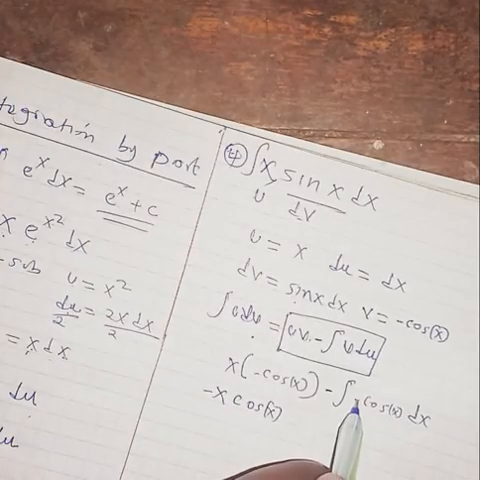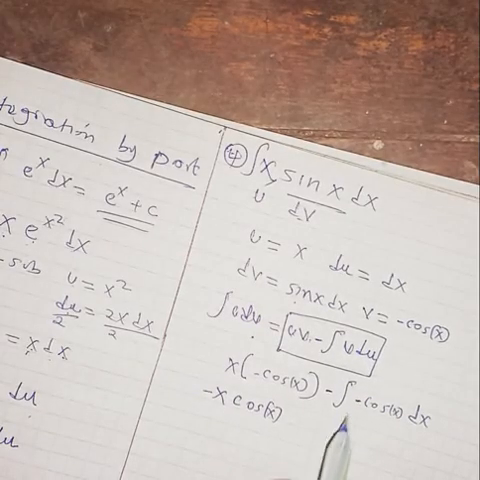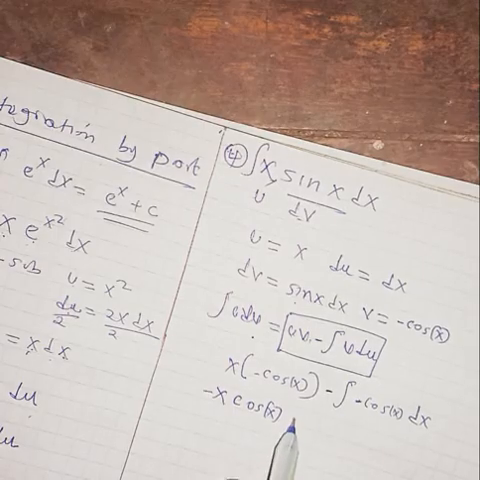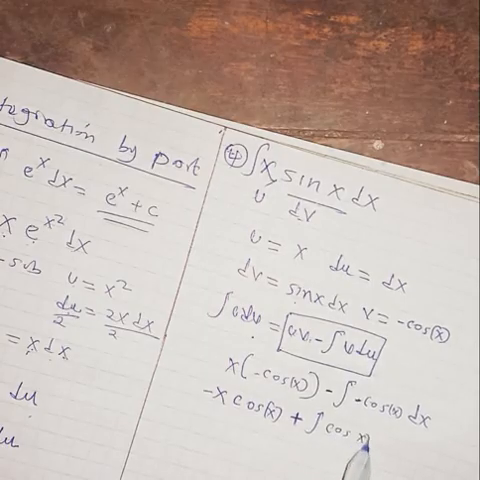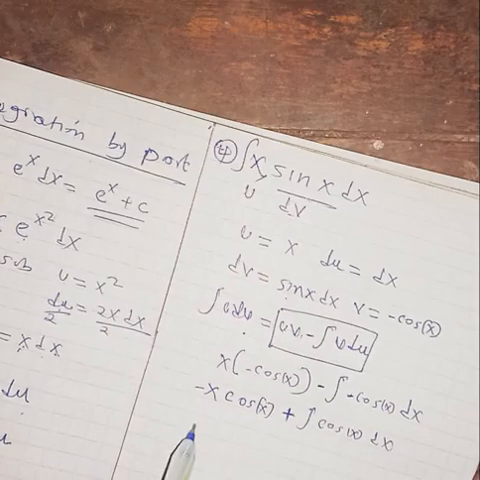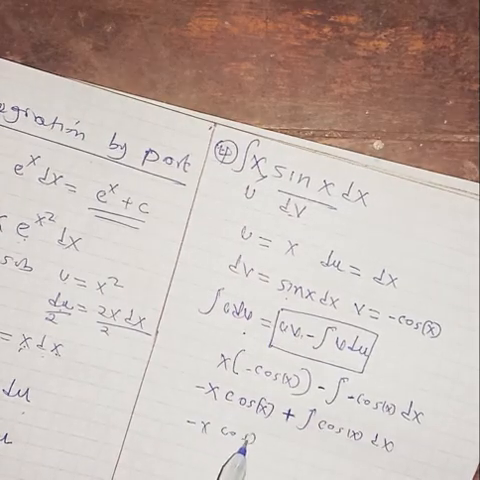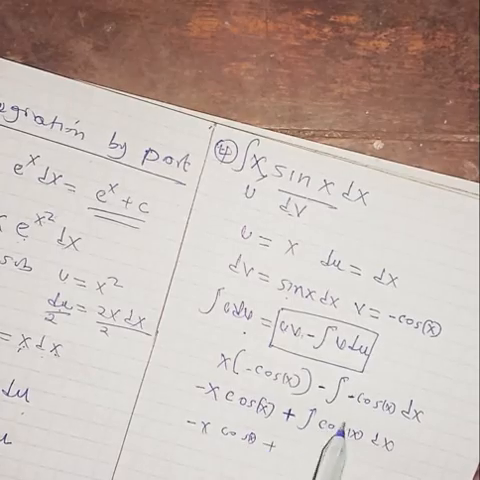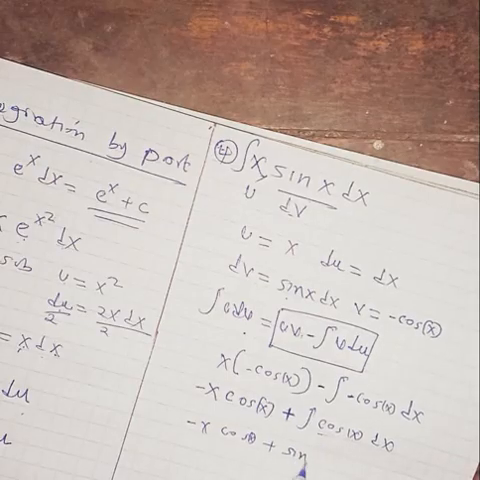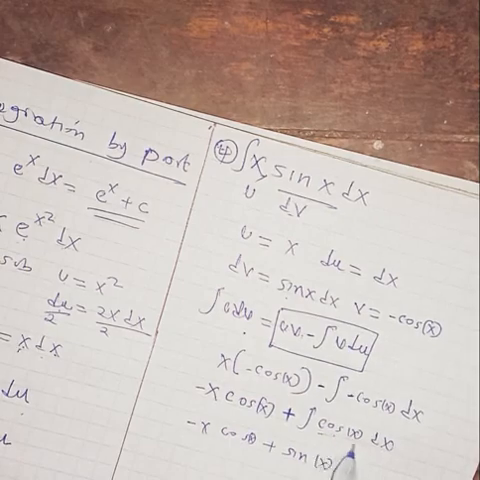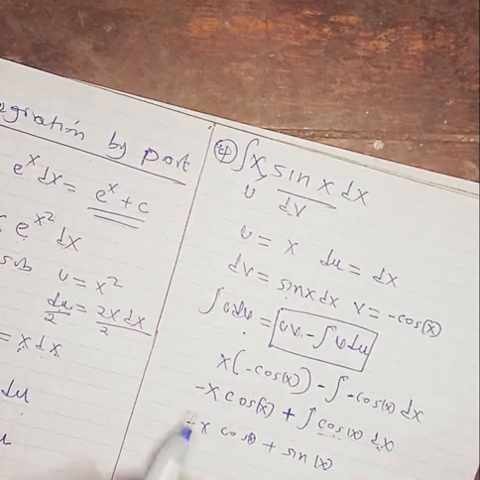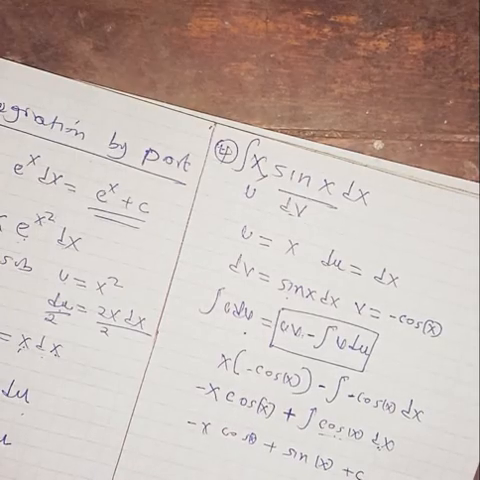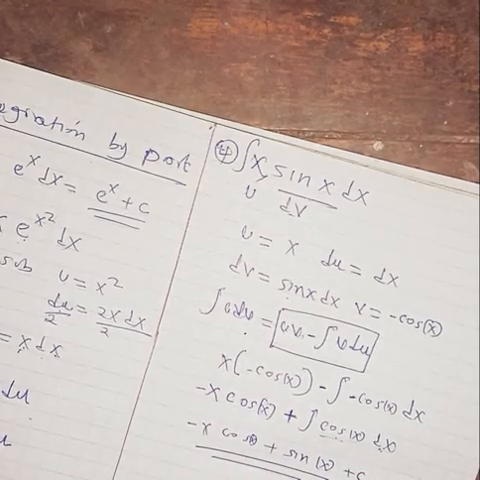So let us get here. Let us factor out negative here. It will now be negative, it will be plus, integral of cos x dx. So negative x cos x plus, when you integrate cos x, it will be simply sin x. When you integrate this one, differentiate this one, it will be 1. Now plus c. That is okay. That is all about it.